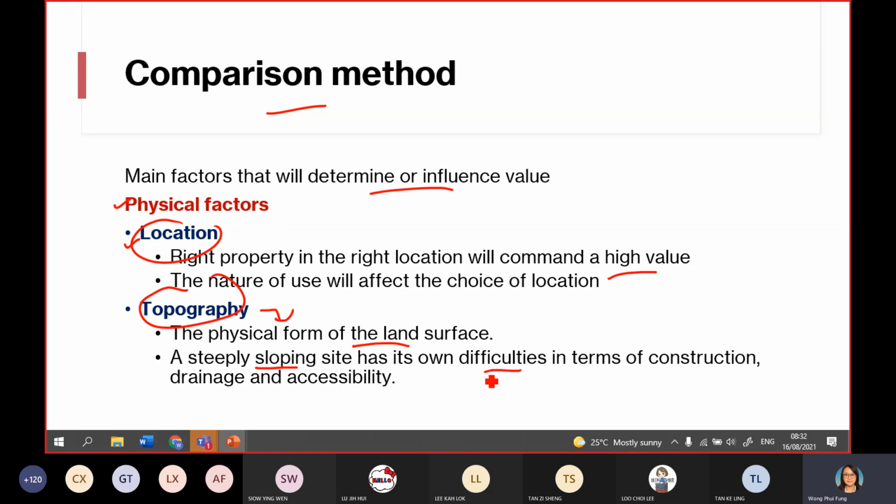So that's why if the topography falls under this category, the cost will be higher, because you need additional cost to cut and fill, to level it, to install the retaining wall and so on for the special maintenance. So all these will affect the value of the property as well.